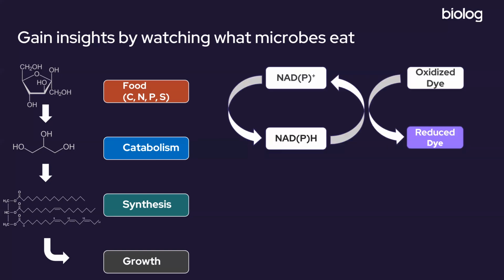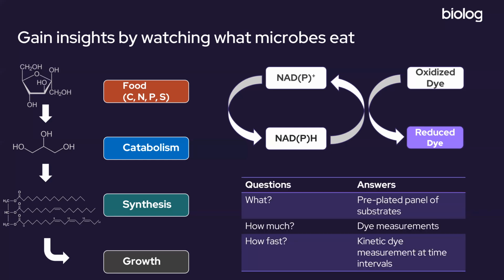So for our chemistry, we use a redox respiration reporter dye that is colorless when oxidized, and when it gets reduced during these metabolic processes, it turns purple. And we measure this purple color to answer a few questions, such as what are the microbes eating? By putting them in very minimal media and providing them with one substrate at a time, we can determine what substrates they prefer. We can determine how much they like to eat this particular substrate by quantitatively taking measurements of that dye reduction. And we can determine how fast they consume these substrates by taking kinetic measurements over time.